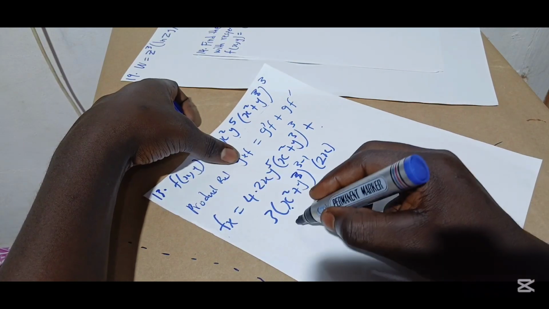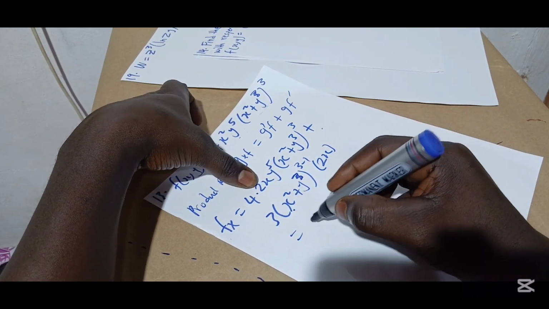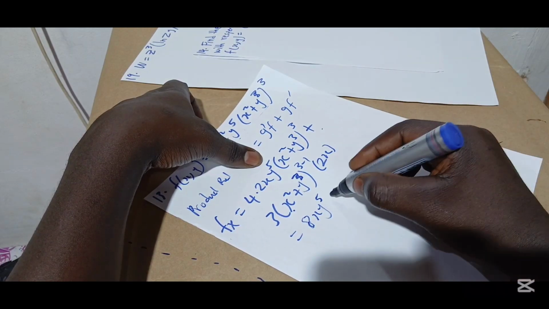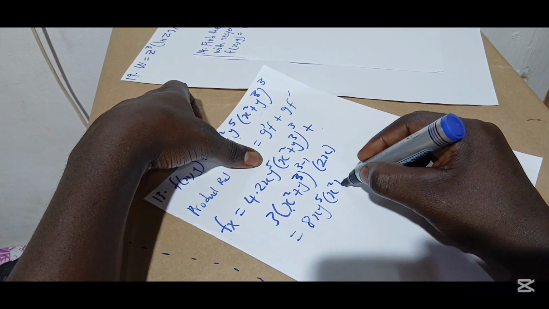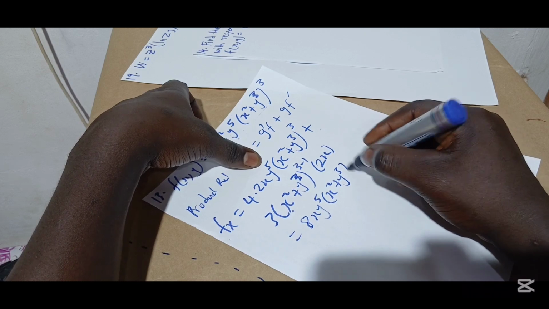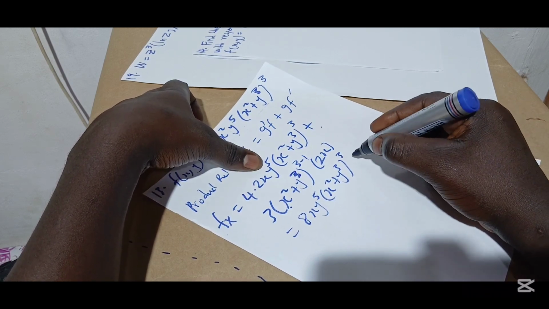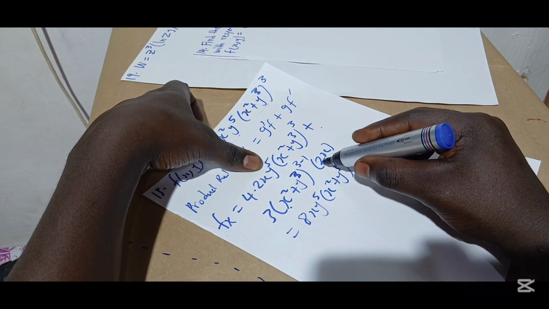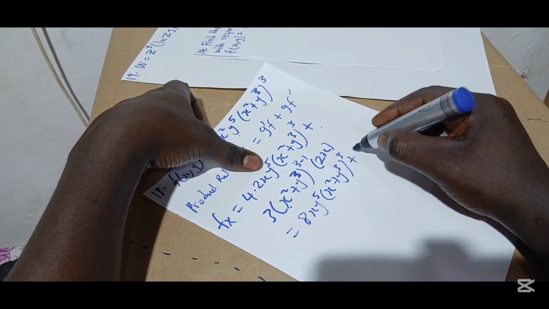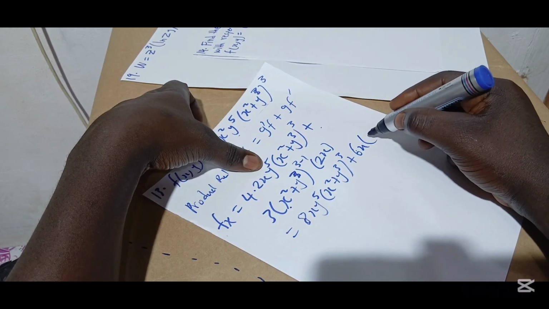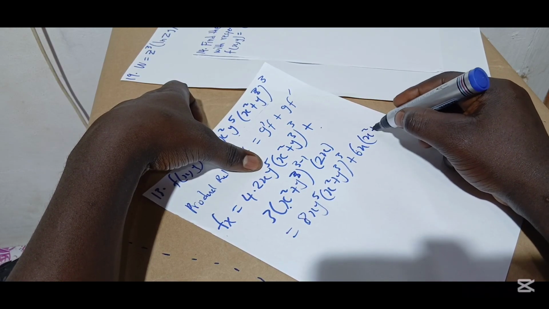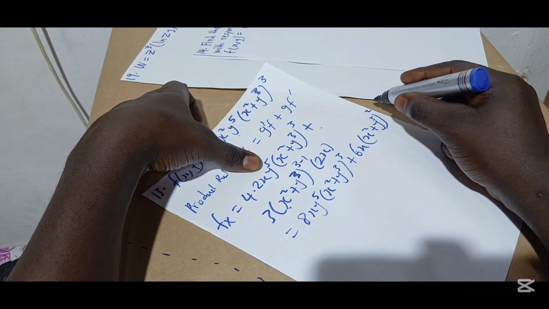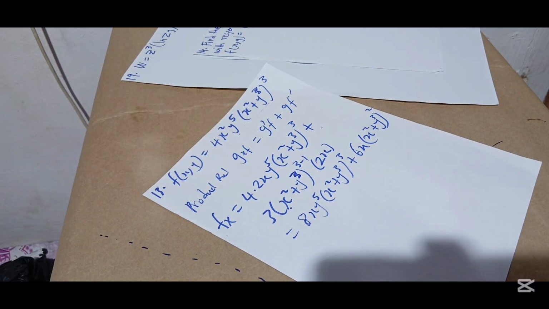So let's simplify this further. 4 by 2 gives us 8, right? So 8xy to the power 5, and then we have (x squared plus y to the power 3) all to the power 3. And then we have plus this. So let's bring 2x here. Just remember 2x multiplied by 3, 2 by 3 gives us 6. So 6x, (x squared plus y to the power 3), the power is decreased by 1, giving us 2. So that is for fx.